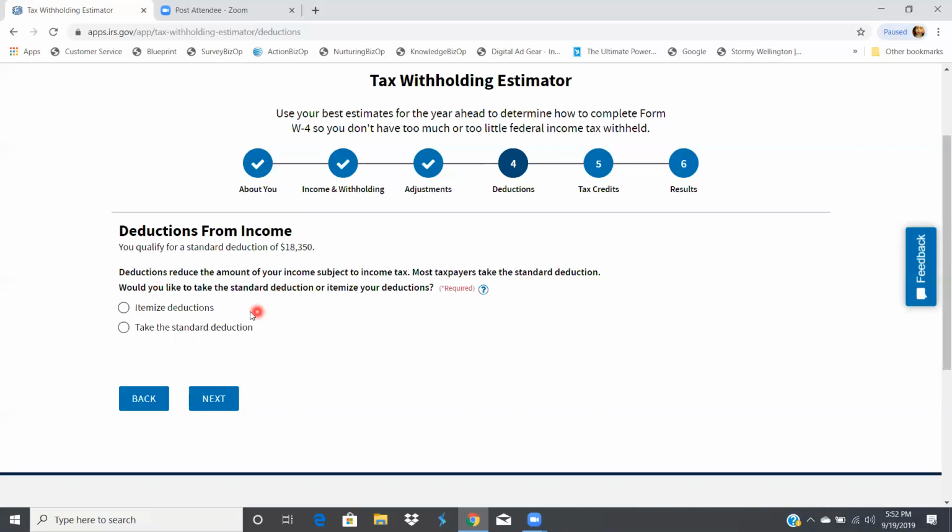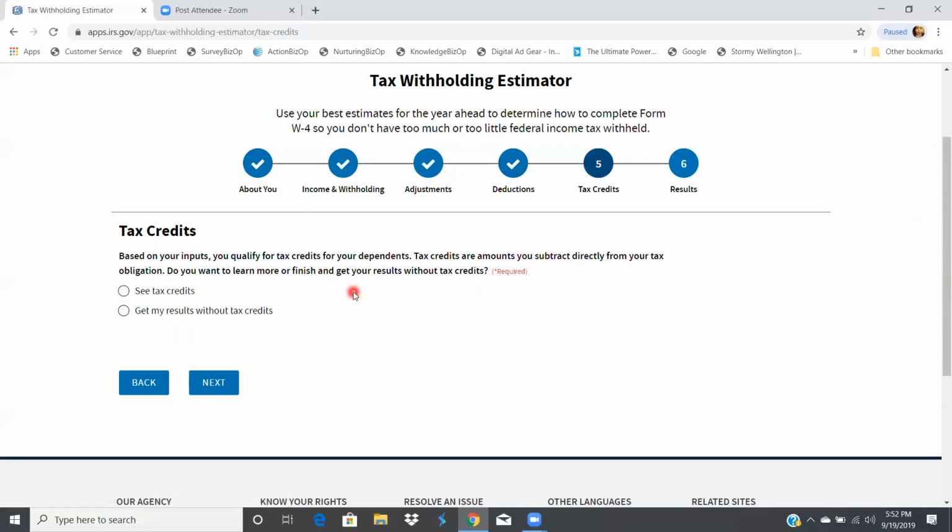So in this case, unless my itemized deductions is over $18,350, I'm going to take the standard deduction. So we're going to click that, and we're going to hit enter. Now it's going to ask me, do I qualify for any tax credits? And the best way to fill this out is based on what you got last year. If you don't know the answers to this section, you're just going to click get my results without the tax credits and just click next.